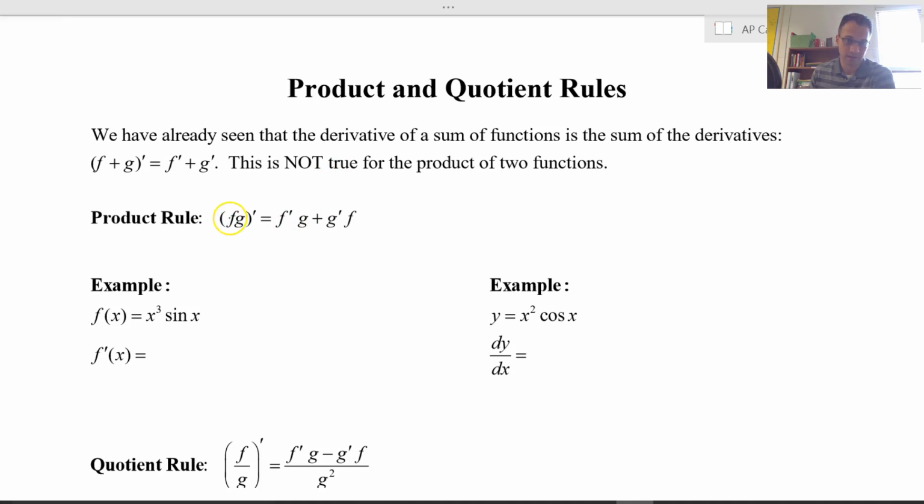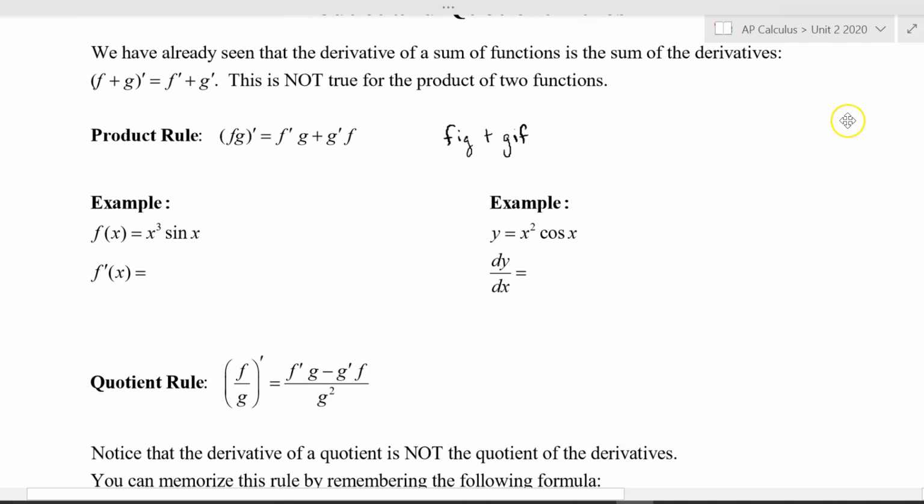If I have f of x times g of x, and I'm going to differentiate this, then I need to take the derivative of the first one, multiply it by the second function, and don't change the second function. So it's the derivative of f times g, plus the derivative of g times f. In order to memorize this, we can just say f'g plus g'f. All right, that'll do it for you.